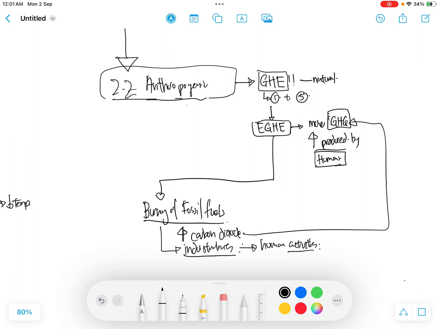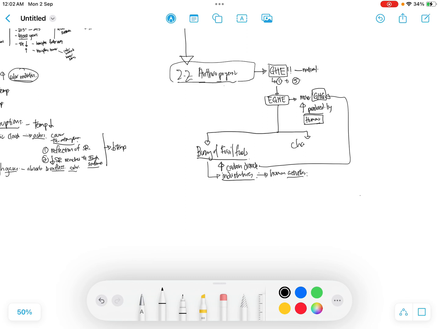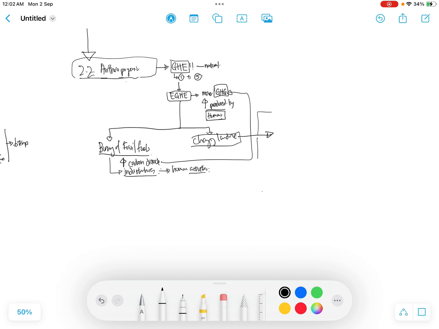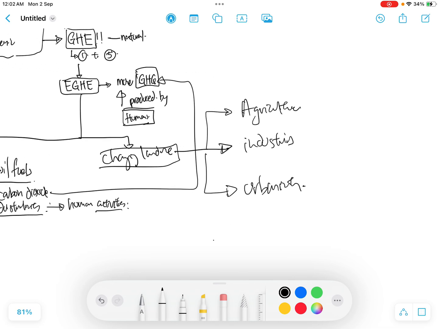Next, we are talking about changing land use. For changing land use, there are quite a number of things. We can talk about 3 things. Firstly, agriculture. Second, industries. And last but not least, urbanization. And for agriculture, there is a huge amount of deforestation.